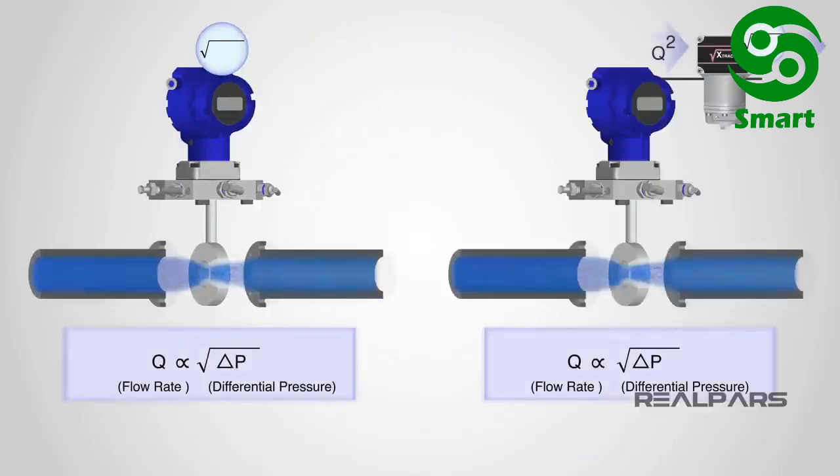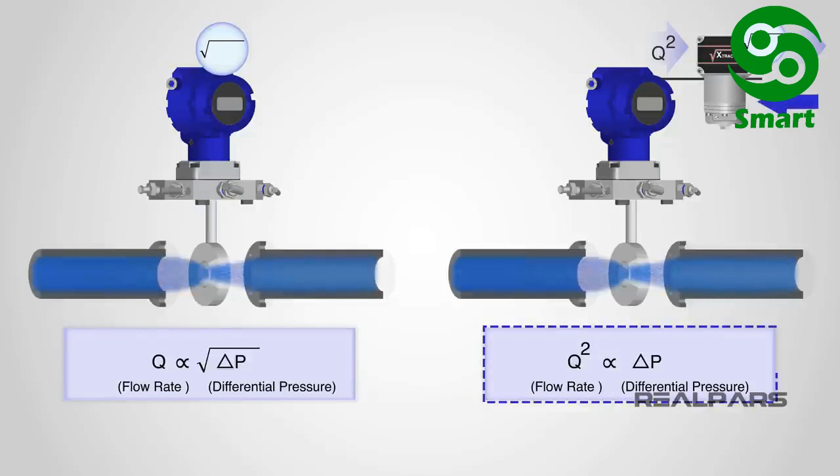There is a way for the flow rate to be directly proportional to the differential pressure, and that's by removing the square root from the equation. A square root extractor will perform this function. If you're still a bit fuzzy, it will all become clearer as we progress to part 2 of this video series.